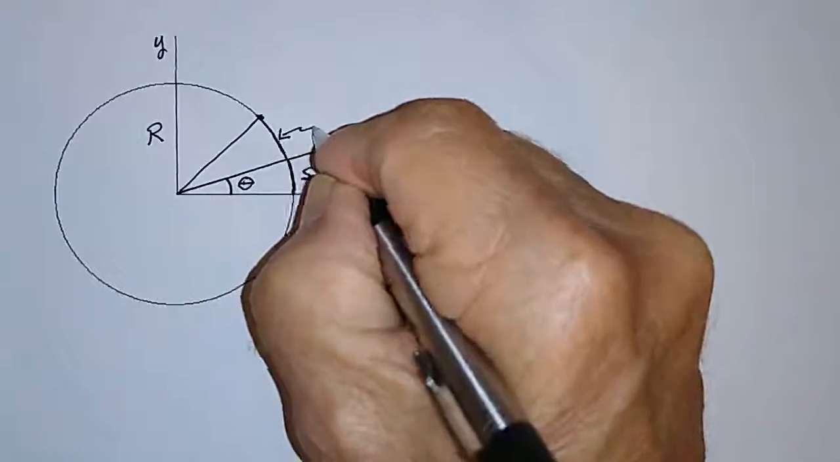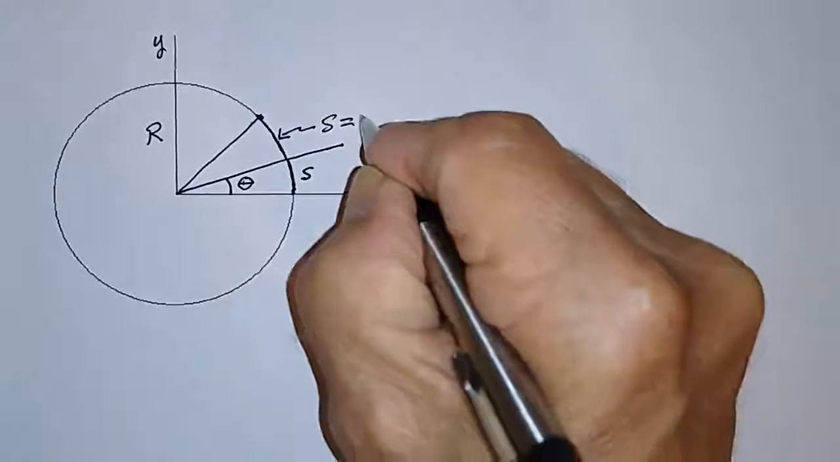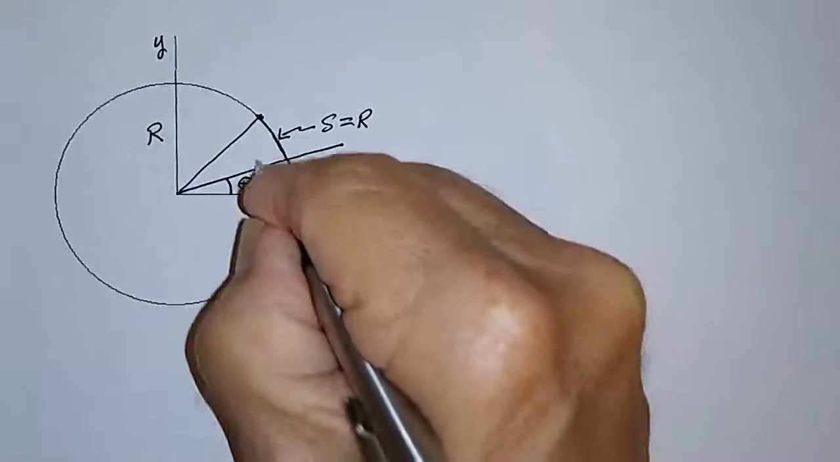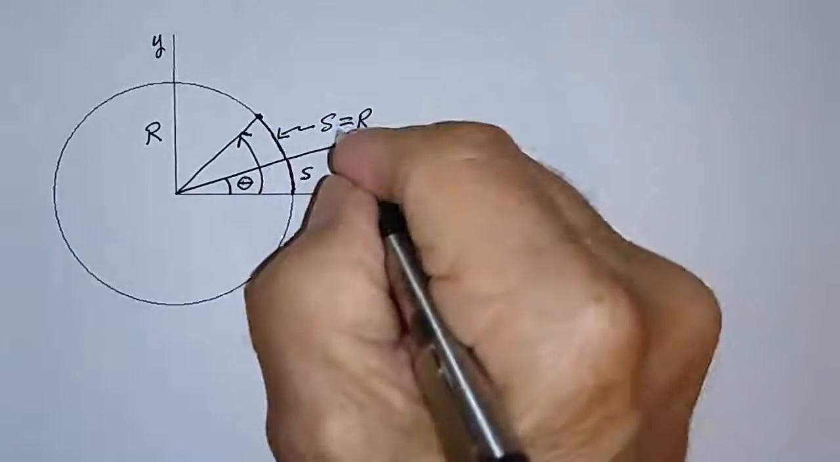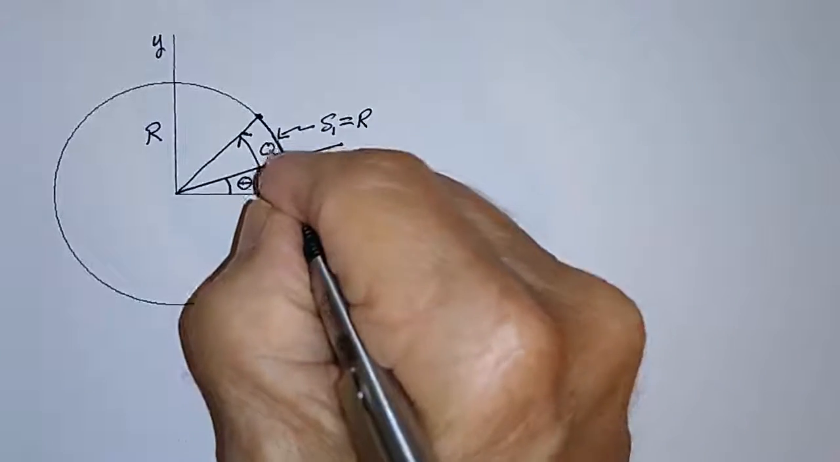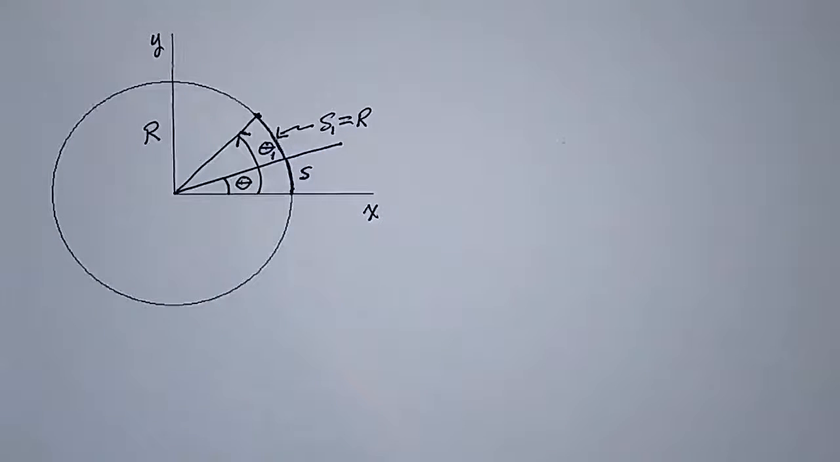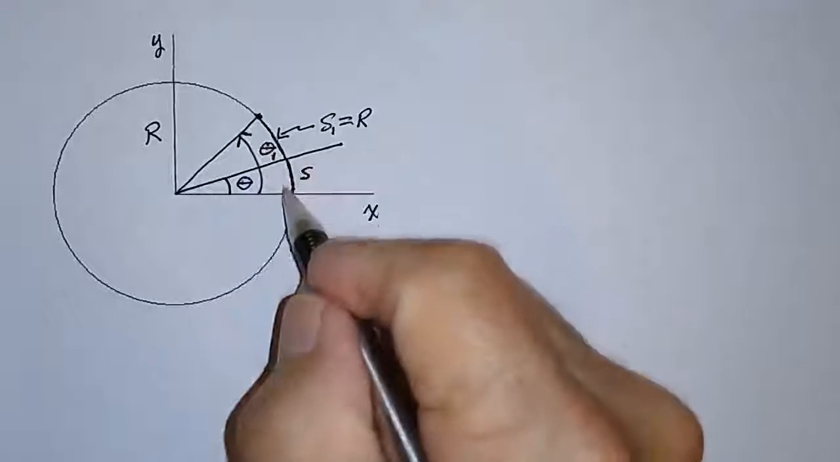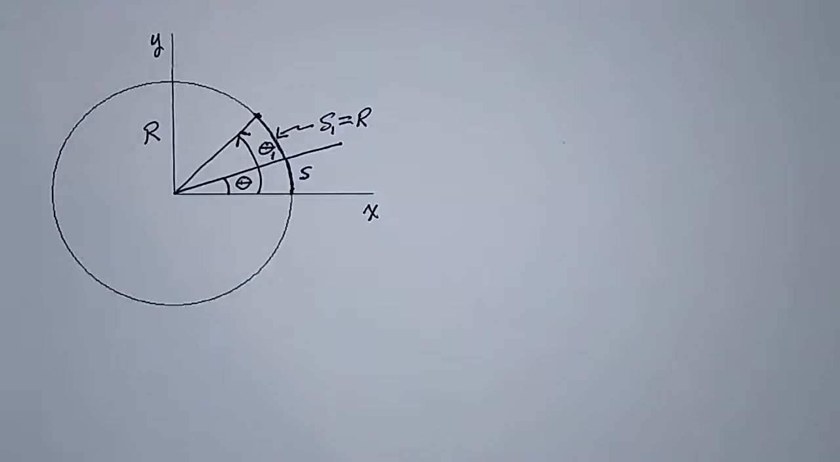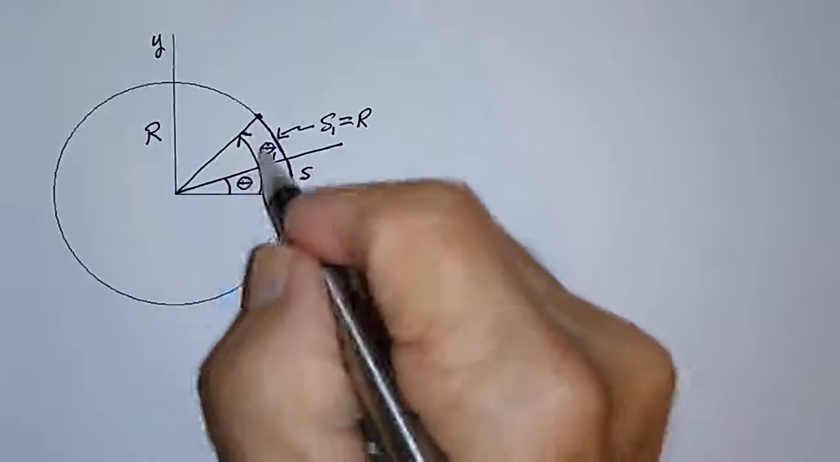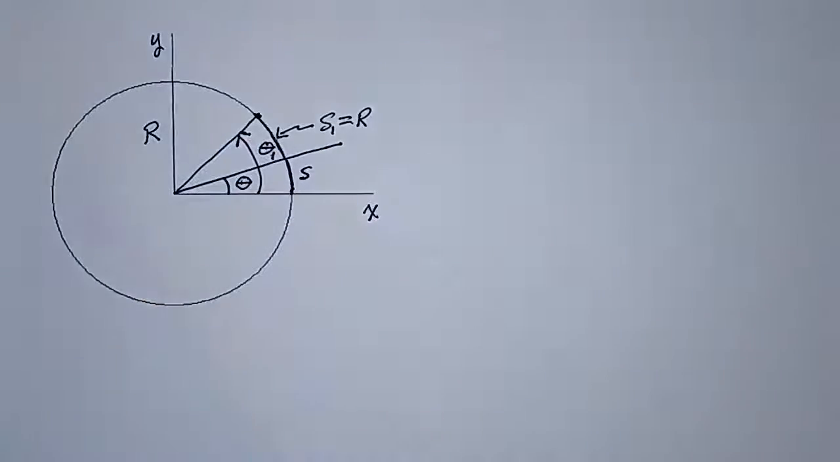When this distance S is equal to r, then this angle right here is 1 radian. Let's call this S1 and let's call this theta 1, where that represents 1 radian. So the question is, how many of these radians can we fit into a circle? How many of these pie-shaped slices here can we fit into a circle?